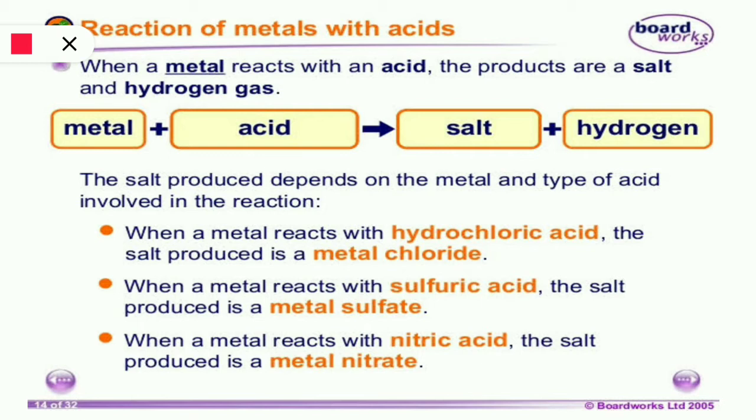Generally, when metals react with acids, hydrochloric acid reacting with a metal forms metal chloride, and any metal reacting with sulfuric acid gives metal sulfate, and a metal reacting with nitric acid gives metal nitrates. And in all these reactions, hydrogen is common, they liberate hydrogen gas. So now children, let us see one example.